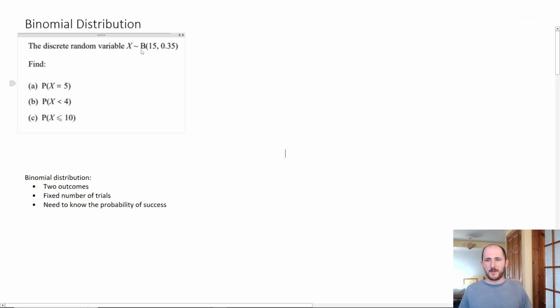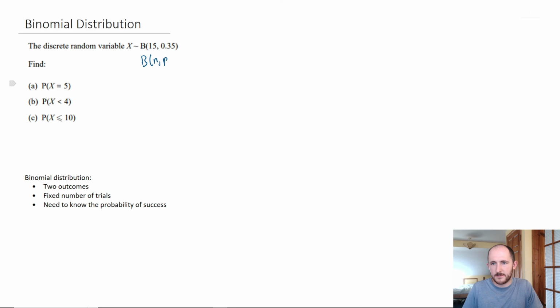So now we can talk about this kind of notation here. So the discrete random variable X ~ B, what does that mean? Well, the way you read this is the discrete random variable X can be modeled as, or is approximated by, that's what that tilde means, a binomial distribution. Now this binomial distribution looks like this, where n is the number of trials.